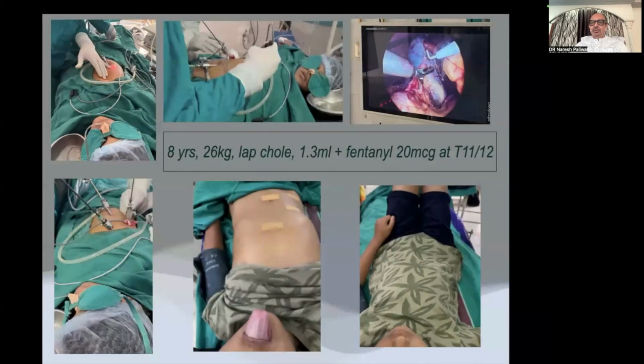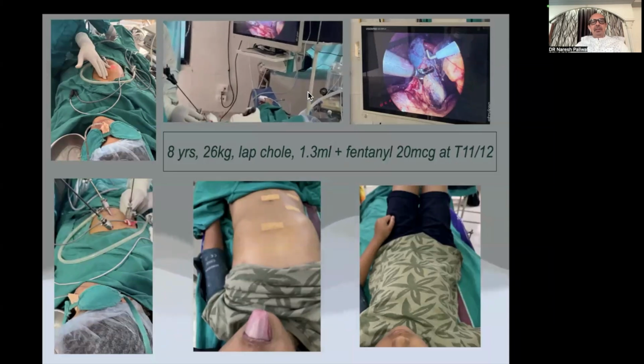Actually, I don't have my old videos of special cases, like I did some laparoscopic cholecystectomy in a 6-year-old patient, and some neonatal surgeries done previously, but unfortunately I don't have the videos. This was an 8-year-old, 26 kg lap chole. It was done recently, some 2-3 months back. 26 kg lap chole, 1.3 ml plus fentanyl 20 mcg at T11-12. You can see the child is comfortable.